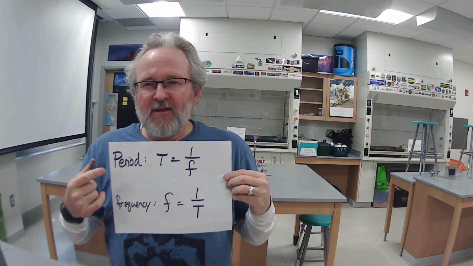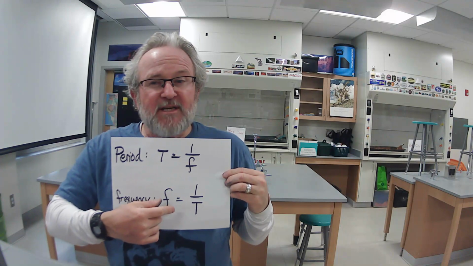As we saw in the lab activity, we saw a very special relationship between the period and the frequency. The period is 1 over the frequency, or the frequency is 1 over the period. We say that these two quantities, these two variables, are inversely related. The one is the inverse of the other. So if you can find one, you can find the other.